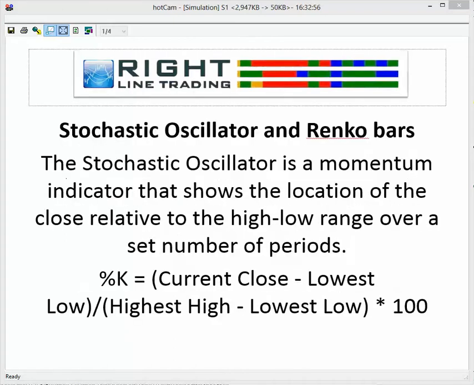Just to show you a quick example, there's a system out there, a support-to-support system, that's based on a stochastic oscillator and Renko bars. Unfortunately, in order for an oscillator to work, it's got to have four numbers to plug into its formula. It's got to have the high of the bar, the low of the bar, the open, and the close, because what it's looking at is the relationship between the high and the close and the low and the close. Without those four numbers, the oscillator line is not going to be accurate.